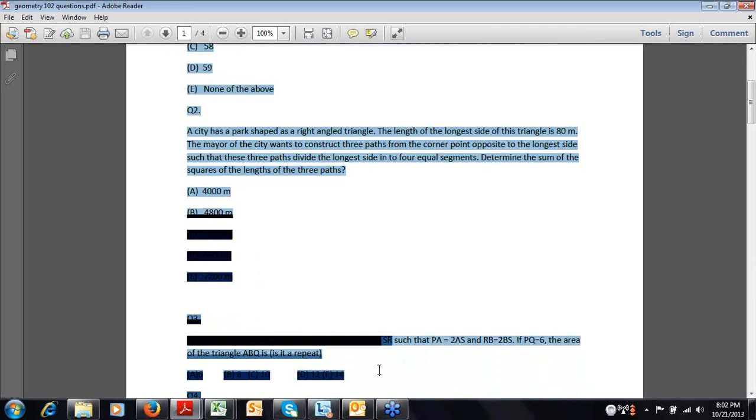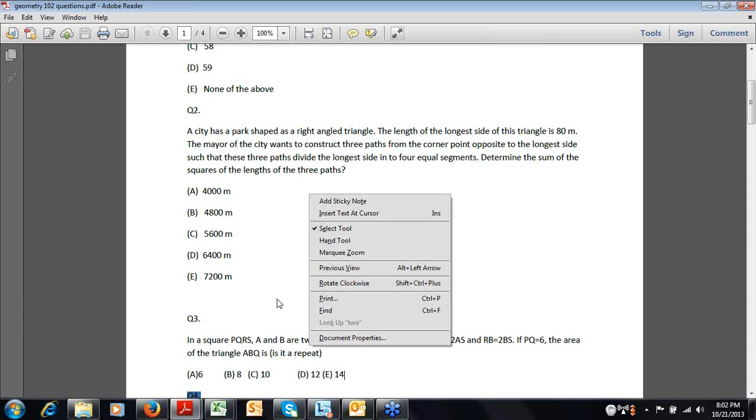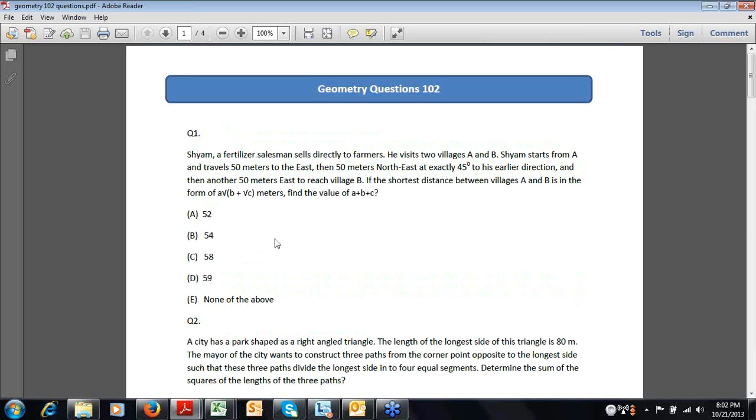One thing about geometry is the way you interpret the question. That will actually create a lot more problems, or it will be very easy for you to solve, depending upon how you interpret the question, and after interpreting the question, how you actually draw the diagram. So let's go ahead with the first three questions.